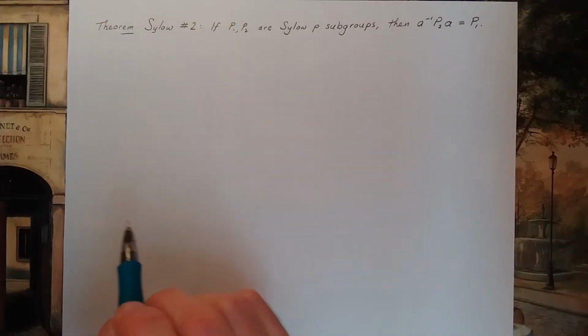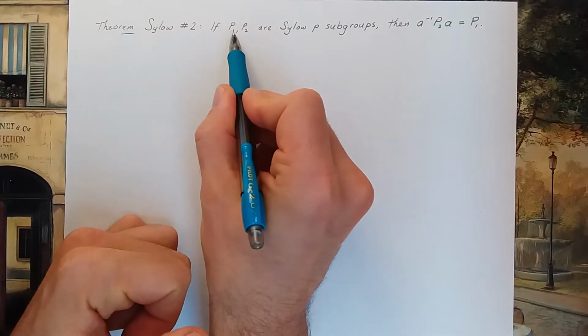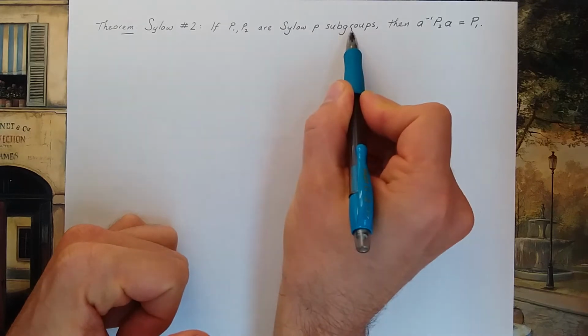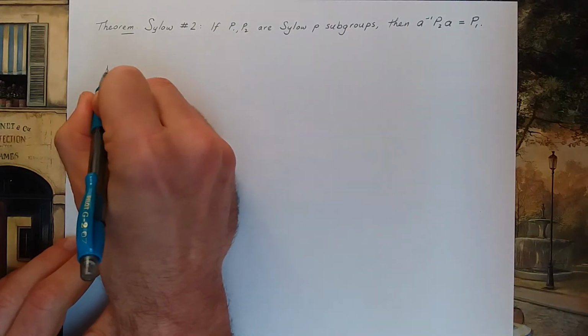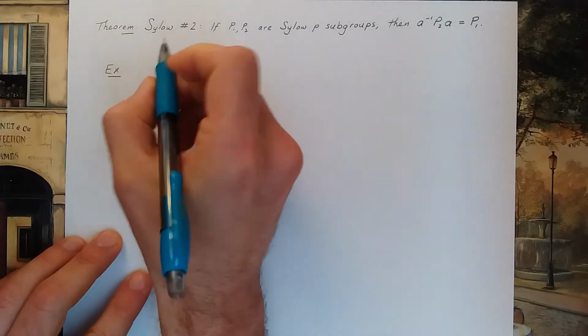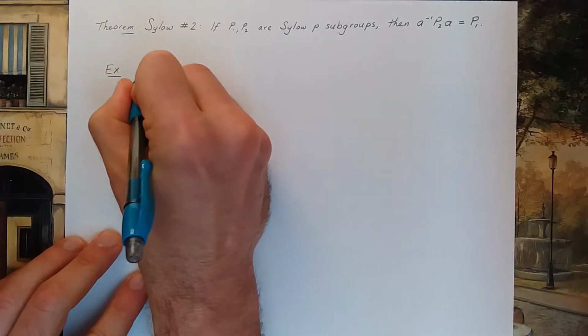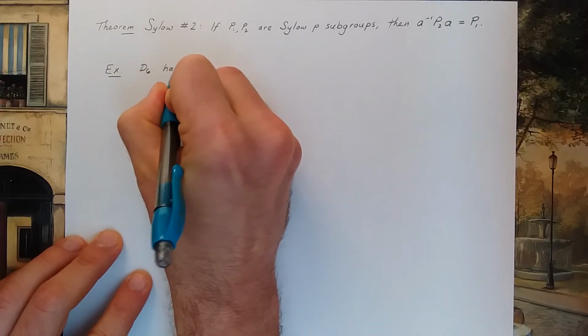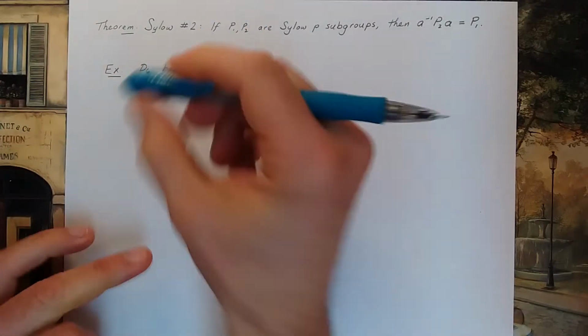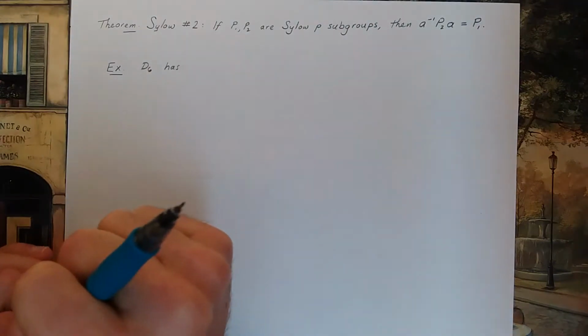So we've proved Sylow's second theorem that says that if you have two Sylow P subgroups, then they're conjugate. Let's see what that means with an example. Let's do again our example of D6. D6 has three subgroups of size 4.